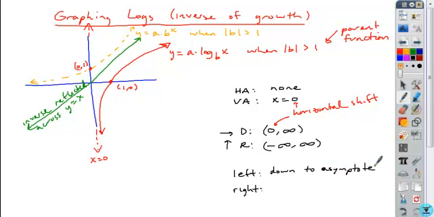Okay, so it is approaching the asymptote, but it's doing so as it falls. And then the right behavior here is it is going up, or rising to the right.